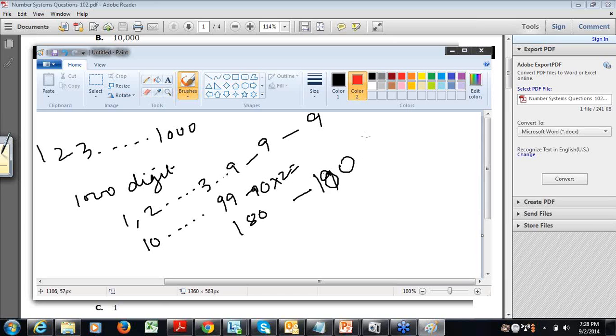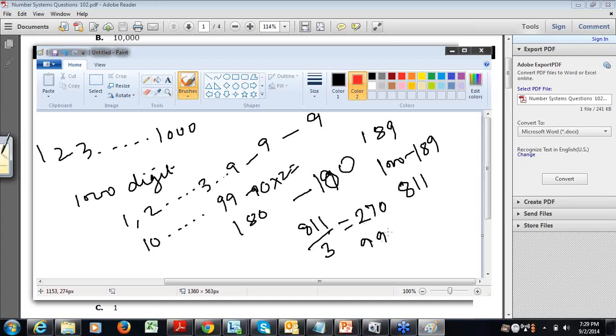Now 3 digit numbers. So 189 you have found out. So what is left? 1000 minus 189. So 811 digits you have to find out. All are 3-digit numbers, so 811 by 3. Which will be that number? So it will be approximately 270. So it will be 99 plus 270 plus 1 digit.